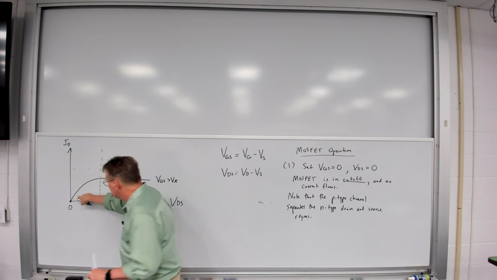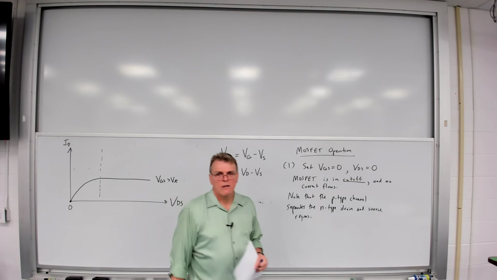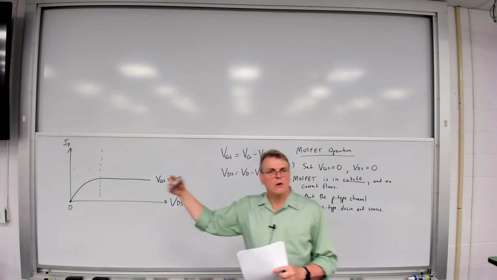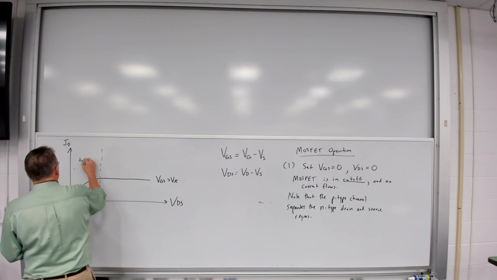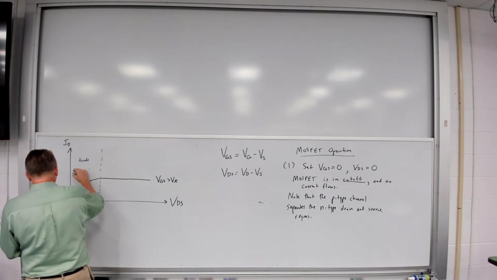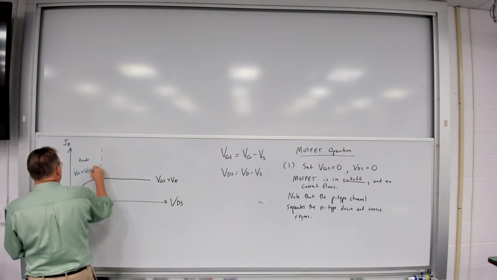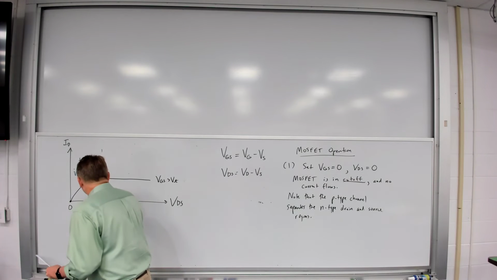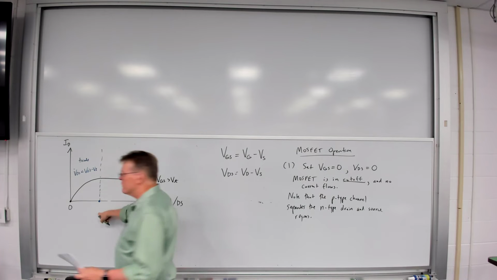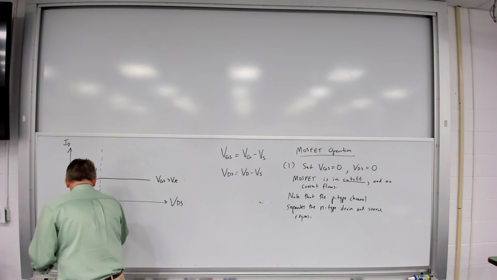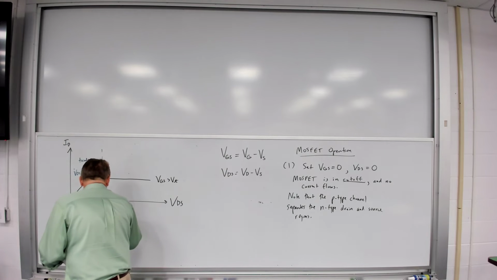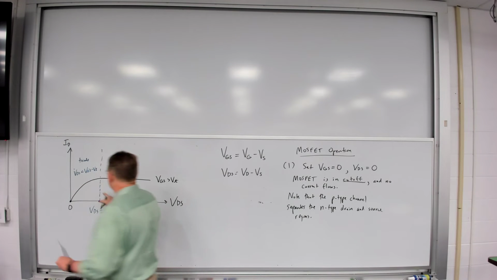So in this region, as I increase VDS, the current's going to increase. This is the triode region. And in this region, VDS is less than VGS minus VT. And then I'm going to hit a boundary condition. And the boundary condition is when VDS is equal to VGS minus V sub T.